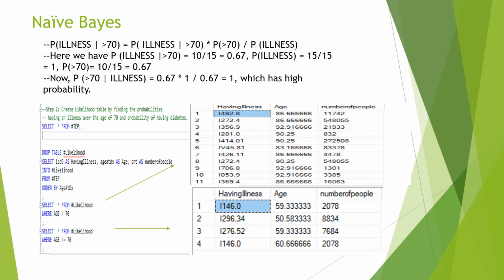Naive Bayes is used to identify greater than 70 and having an illness. Input the values and you will get 1, meaning you have a high probability of getting an illness and greater than 70. Naive Bayes is getting the probability of something happening given that another thing has already happened.